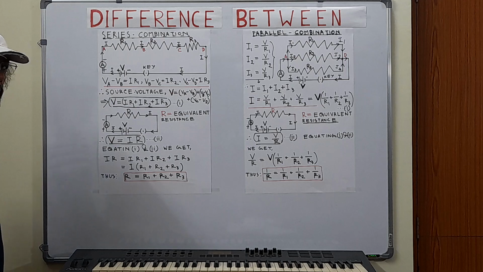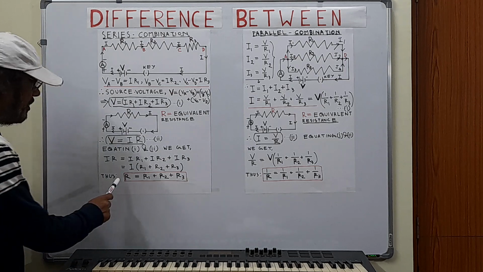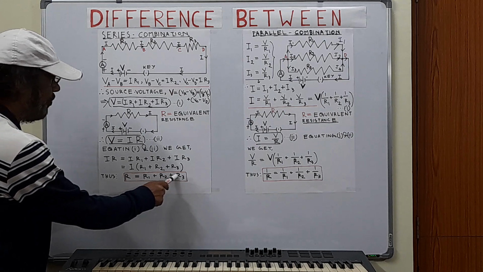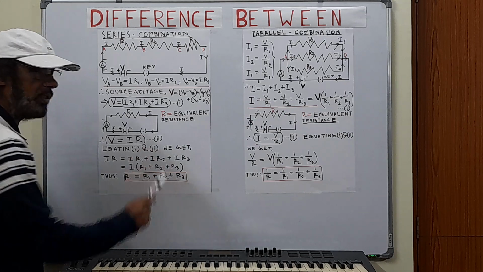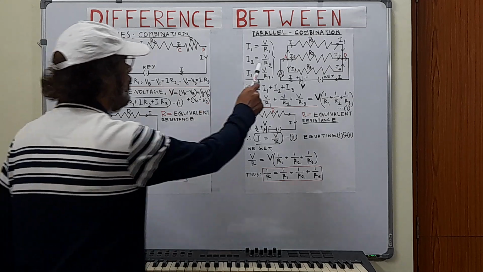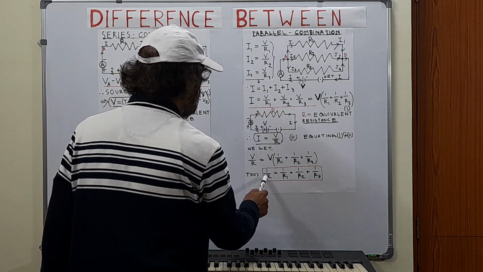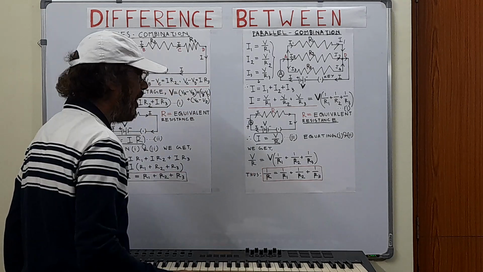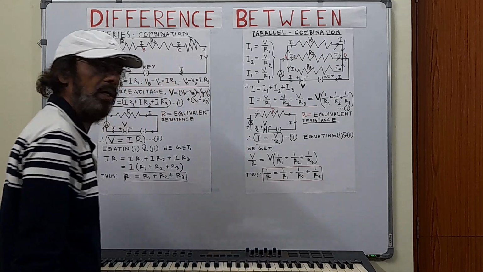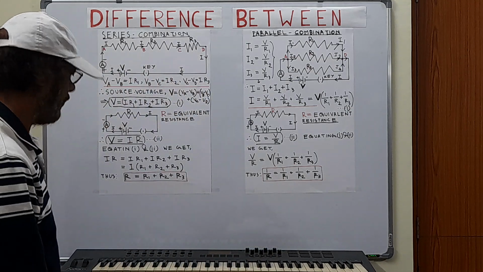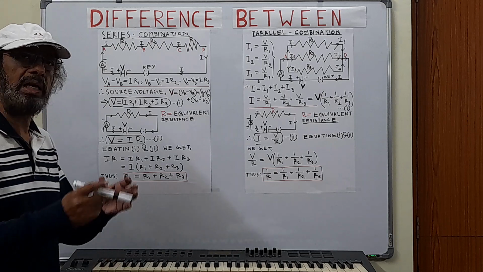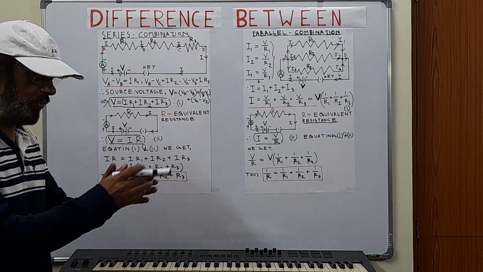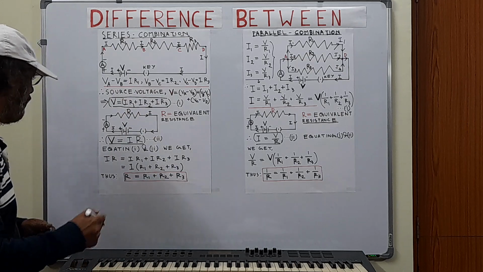Third one will be the formula. In series, the equivalent resistance is equal to the sum of the resistances, R1 plus R2 plus R3. In parallel combination, the reciprocal of the equivalent resistance, 1 by R, is equal to the sum of the reciprocals of individual resistances. Now, if there are n number of resistances, here only 3 resistances are given, what will be the formula?